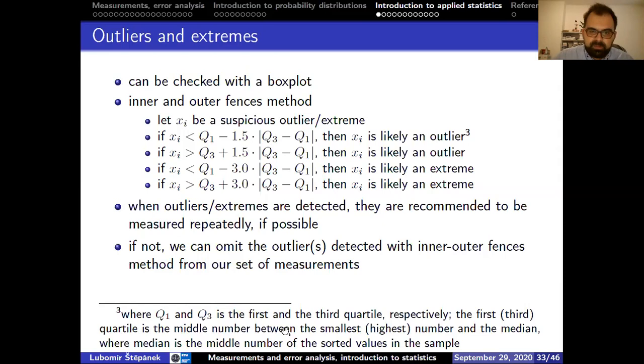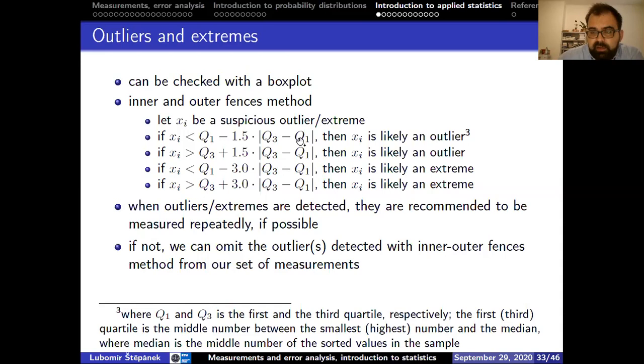In other words, the first quartile is the number which splits your original sample into the lowest 25% of numbers and the rest of the numbers. And the third quartile is the number which splits your sample into the highest 25% of numbers and the rest of the sample. This can also be calculated by Microsoft Excel. It is an absolutely routine calculation. So the first and third quartile we can calculate by the quartile function in Microsoft Excel, for example.